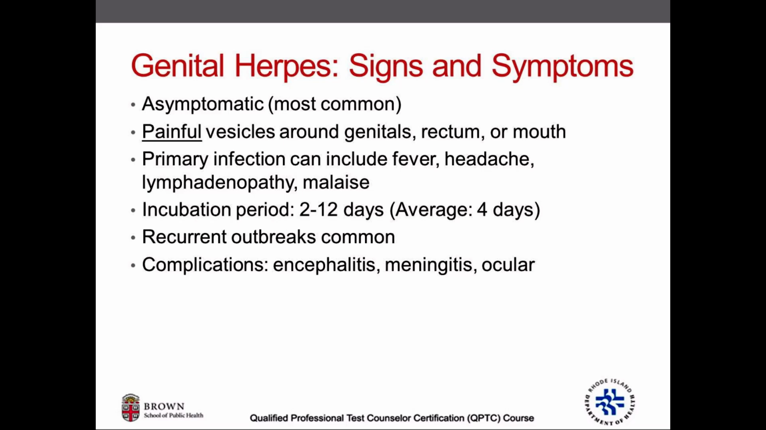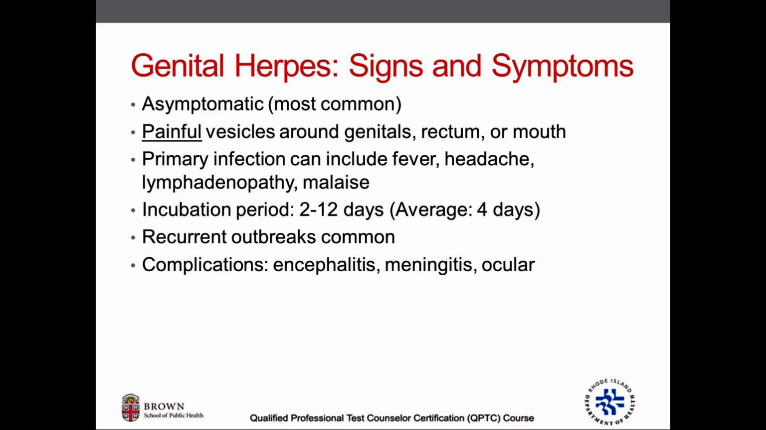As I mentioned, a lot of people tend to be asymptomatic with genital herpes. However, when people do have symptoms, they usually present as painful vesicles, especially around the genitals, rectum, and mouth. When people first get herpes, it can present with other symptoms, including fevers, headaches, lymphadenopathy, lymph nodes, as well as fatigue and tiredness. The incubation period tends to be 2 to 12 days from when someone is infected to when they have symptoms. People with genital herpes can also have recurrent outbreaks, sometimes multiple times a year.